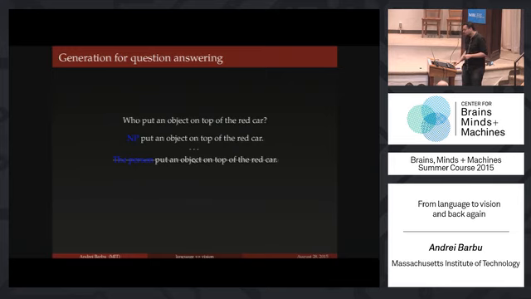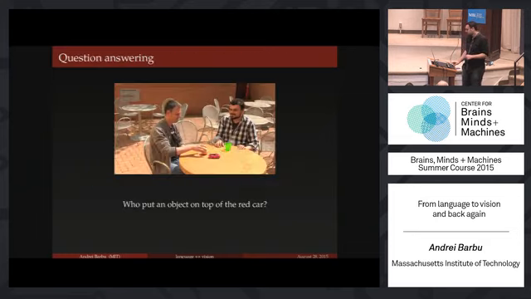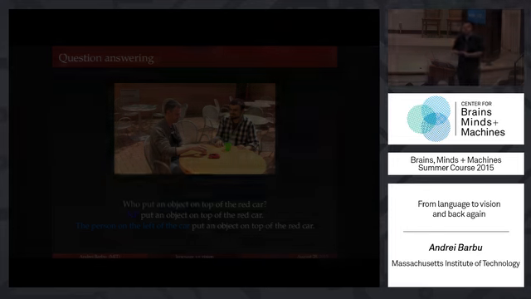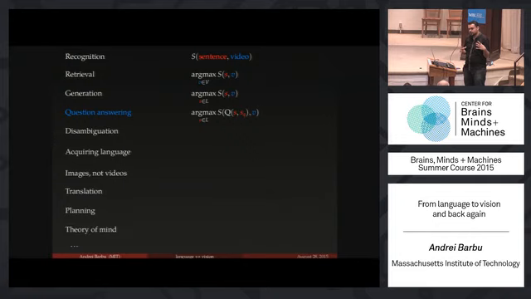So this way you can ignore the sentence which is unhelpful, and you can end up saying something like, the person on the left of the car put an object on top of the red car. So we can actually do that, and the system produces that output. We built one recognition approach, and we did retrieval, generation, and question answering with it. We can also do disambiguation with it.